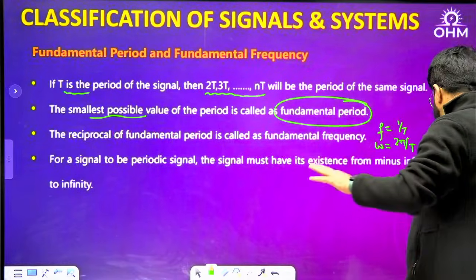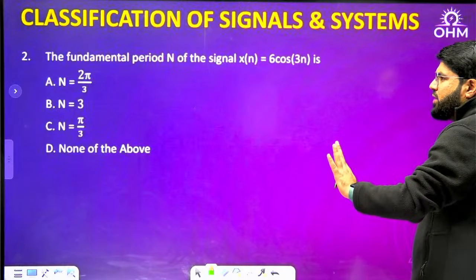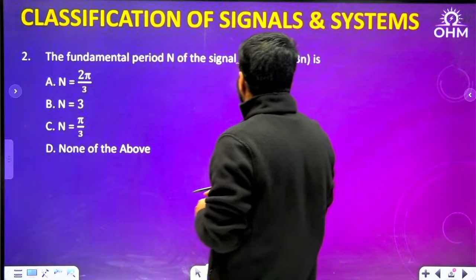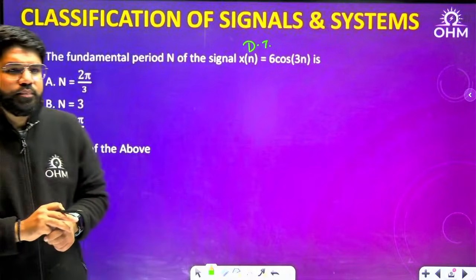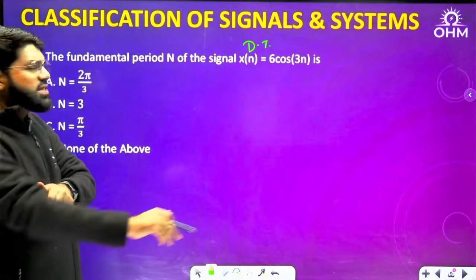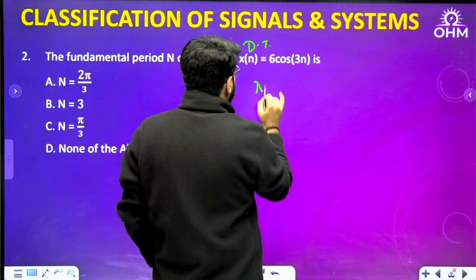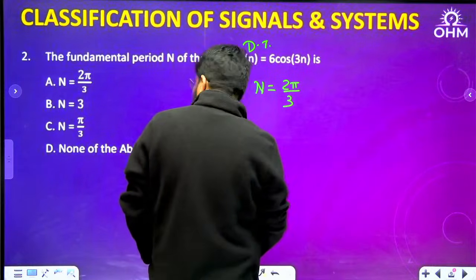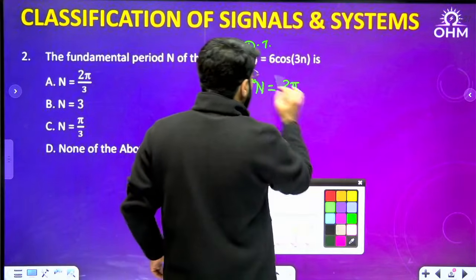So some basic theory we have revised. As and when required, we'll keep revising. Now, a DT signal. What is the fundamental period of the signal? Now, again a sinusoid. The answer should be 2 pi by omega, that is 2 pi by 3.